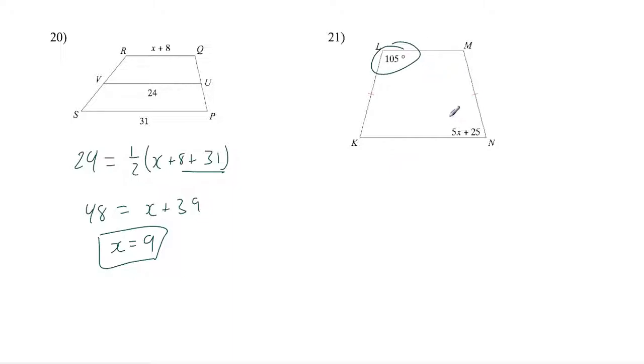Trapezoids. It's tempting to say that these opposite sides are congruent, but unfortunately they're not. So what we can say, though, is if this is 105 degrees, this angle here is going to be 75 degrees. And I know that because if the bases are parallel, these are consecutive angles, and they are supplementary.